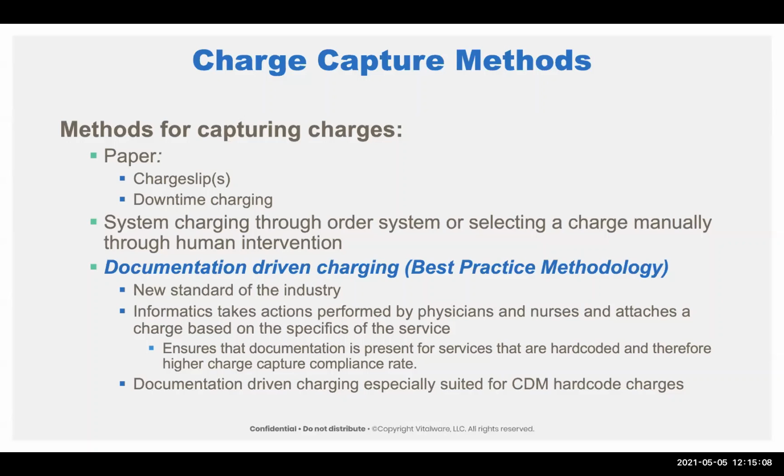The benchmark, the system that most people in the United States, as well as around the world, have gone to is documentation-driven charging. Now, when I say charging around the world, it's those quality metrics, it's the cost metric, but it's based on documentation. So there's an order, the order drives the documentation. Once the provider puts in the documentation, it overcomes the charge, the quality metric, whatever it is. And so therefore, it's a guarantee the documentation is present prior to charging. So this is the benchmark standard of the industry.